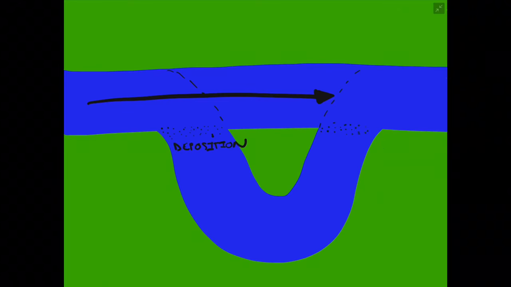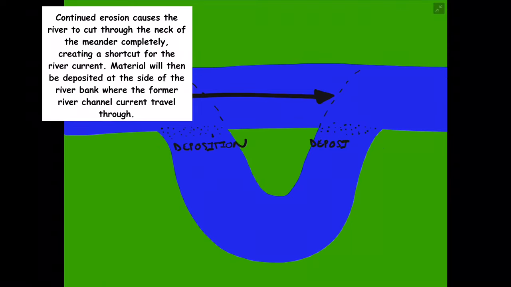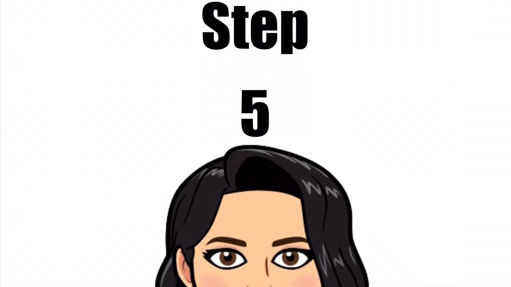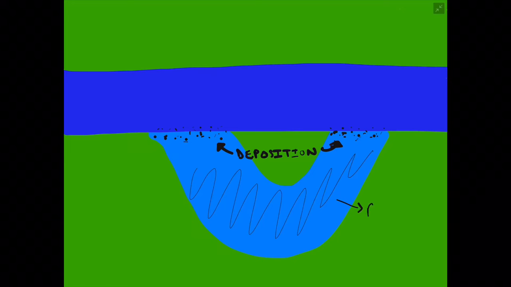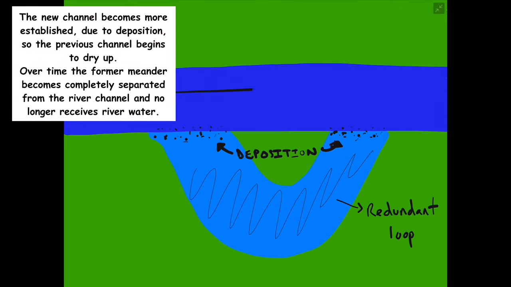Material will then be deposited at the side of the riverbank where the former river channel current travelled through the former meander bend. The next stage in the formation of an oxbow lake is when the new channel becomes more established due to deposition where the original channel was. This results in the previous channel becoming a redundant loop and beginning to dry up. Over time, the former meander becomes completely separated from the river channel and no longer receives river water.